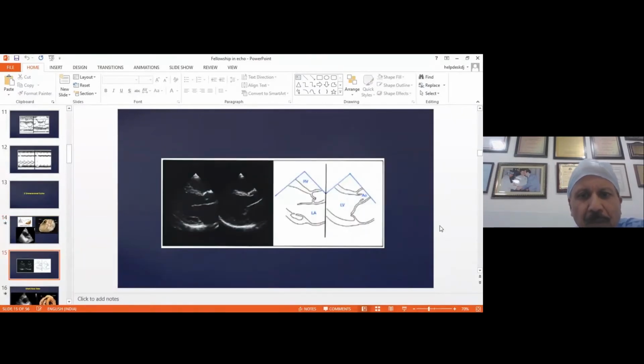Here is another picture of the parasternal long axis view. You can see the aortic valve here, in closed position.